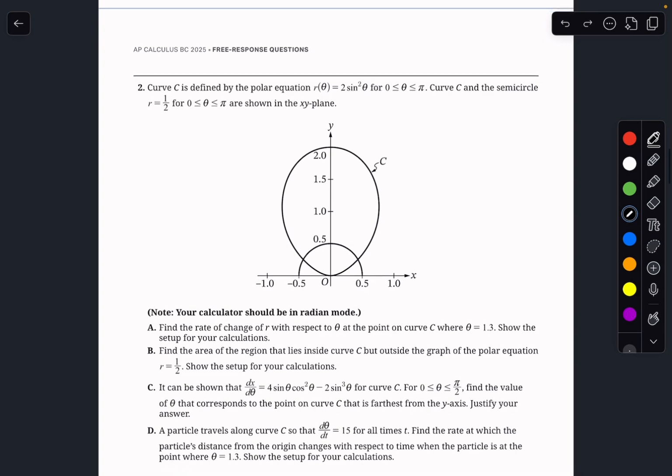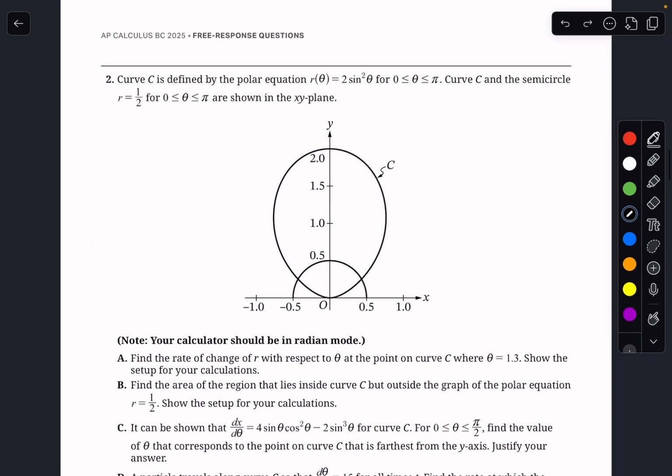Alright, so here's the problem. A curve C is defined by the polar equation r of theta is equal to 2 sine squared theta for 0 is less than or equal to theta, which is less than or equal to pi. Curve C and the semicircle r is equal to 1/2 for 0 is less than or equal to theta, which is less than or equal to pi, are shown in the xy plane.